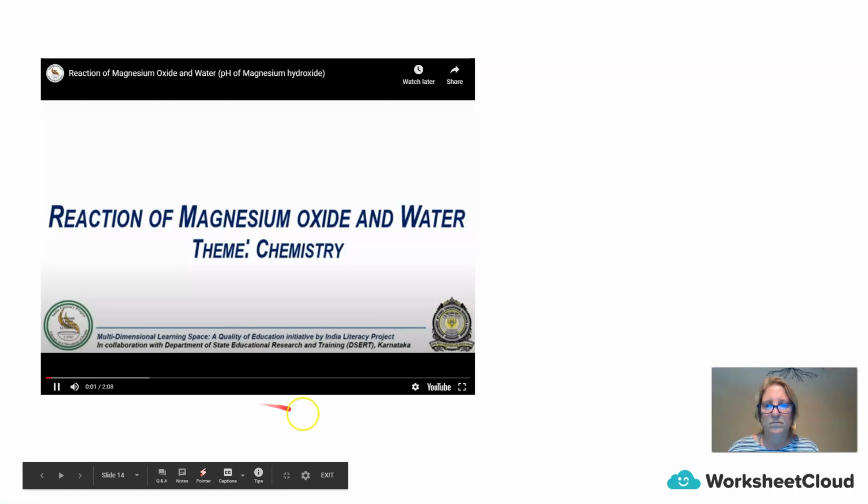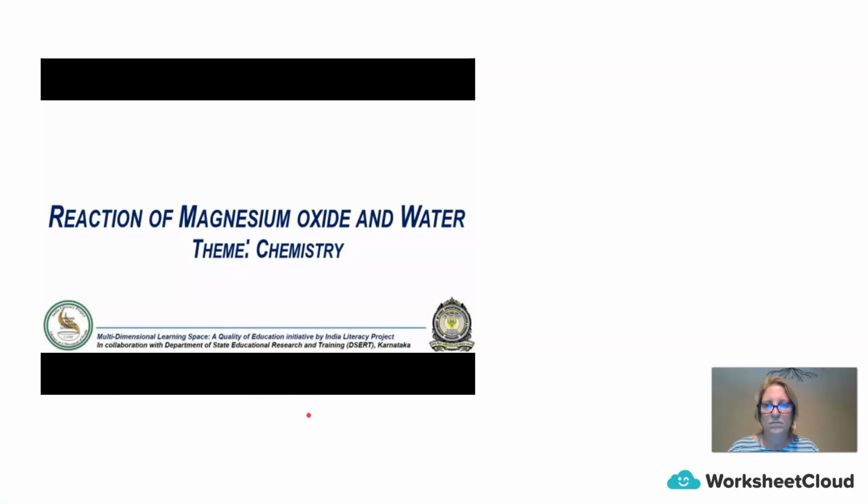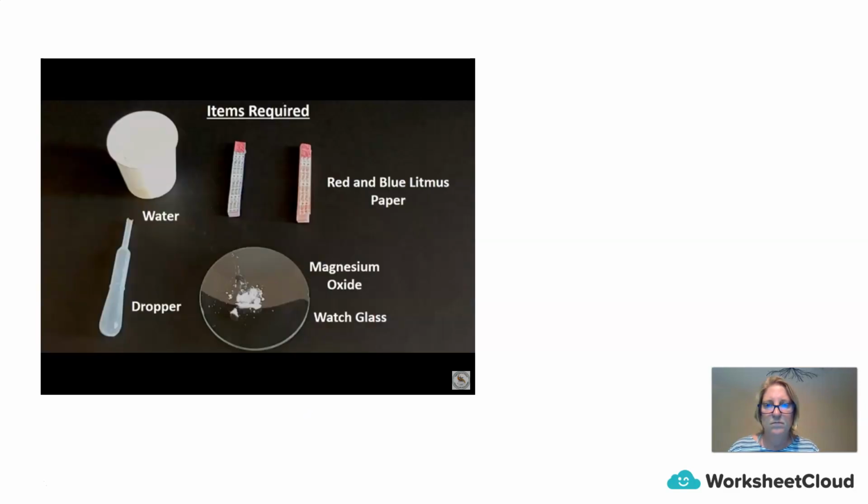In this experiment, we will investigate the nature of magnesium oxide. For this we need magnesium oxide obtained from the process of burning a magnesium ribbon or strip, a wash glass, water, a dropper, and red and blue litmus paper.